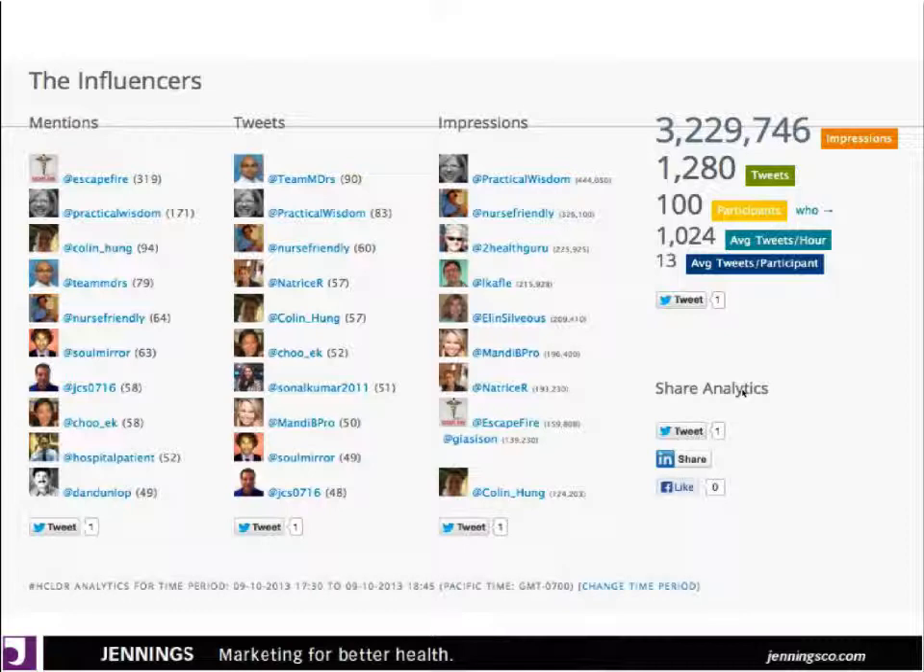And you can see from this some of the data that comes from this. This was a slow week. There were only 100 participants, and it generated more than 3 million impressions over the course of an hour. I mean, it moves very fast. There were over 1,000 tweets in just that hour using the hashtag for healthcare leaders. So it was remarkable, and it's that way every week.